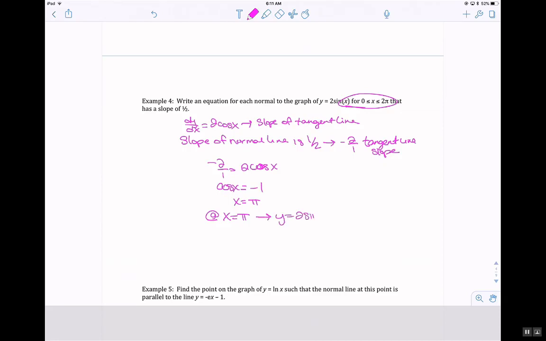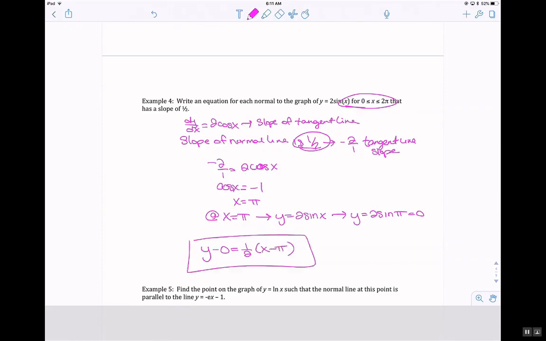At x equals pi, y is 2 sine of x, so y is 2 sine of pi, which is 0. So my equation of my normal line, I'm going to use my normal line slope, y minus 0 is equal to 1/2 times x minus pi.